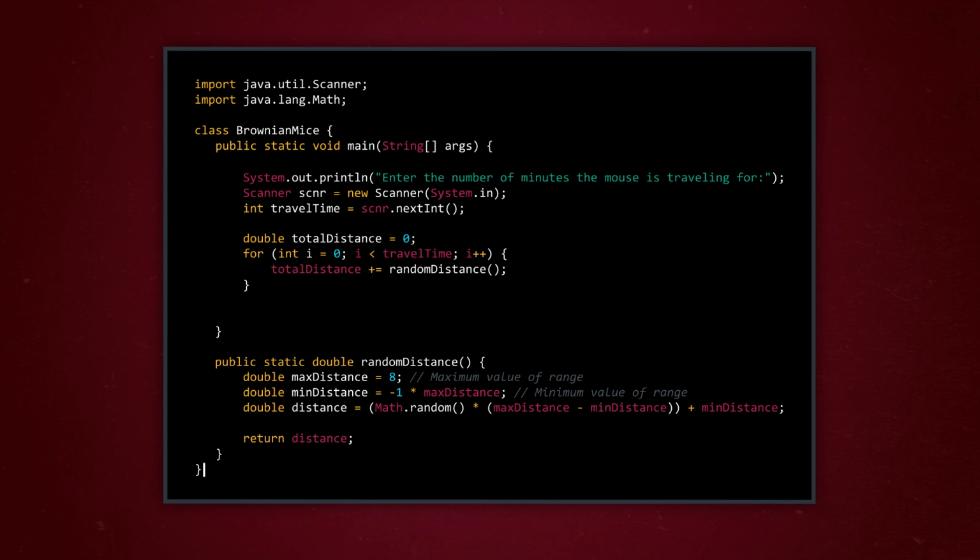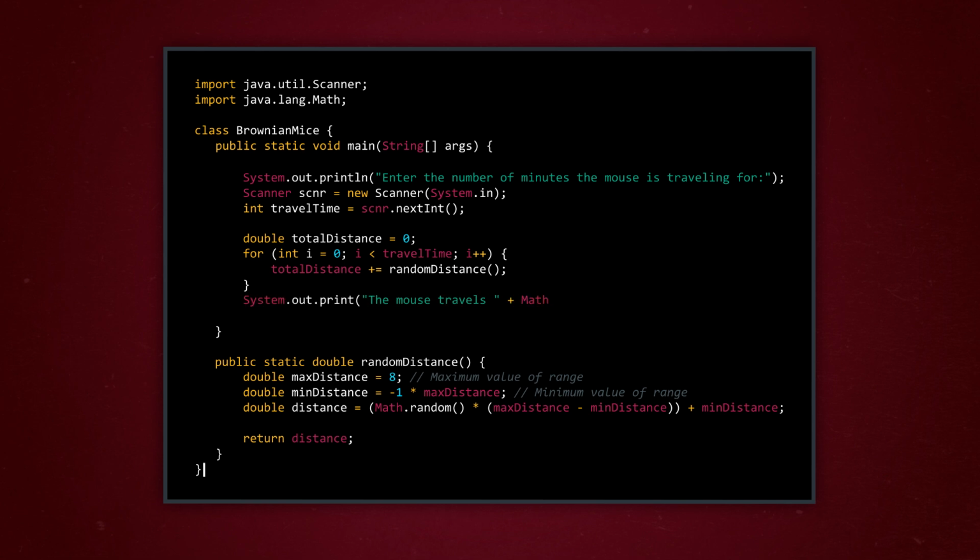Then, inside the curly brackets, we'll add the value from calling our random distance method to the total distance variable. That way, as our loop runs, it simulates the motion of the mouse each minute by adding the random distance moved to our total distance. It's our simplified Brownian-motion model in action.